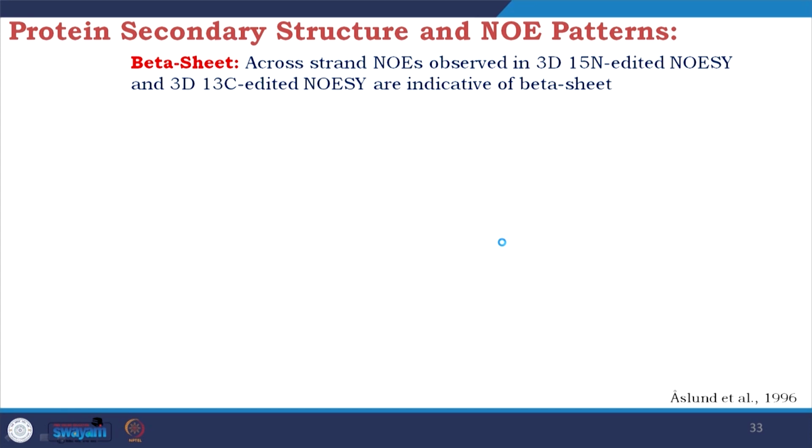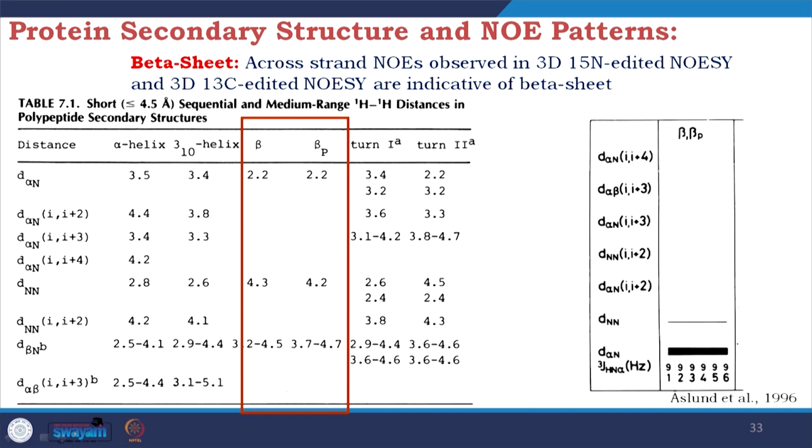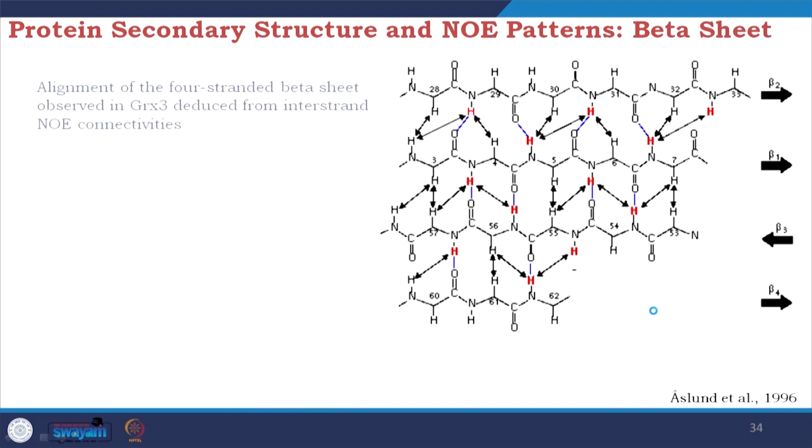Coming to beta sheet, cross strand NOEs observed in 3D 15N edited NOESY and 3D 13C edited NOESY are indicative of beta sheet. Again you see characteristic values when you have short, less than 4.5 angstrom, sequential and medium range proton distances in polypeptide secondary structures, and you get the pattern for dαN and dNN. So this is the structure of the beta sheet.